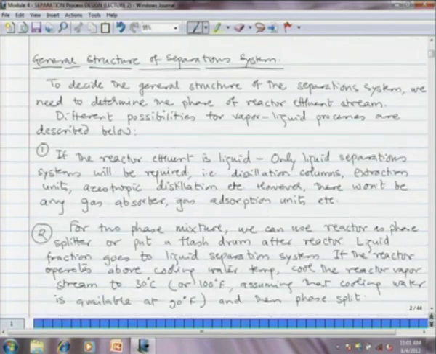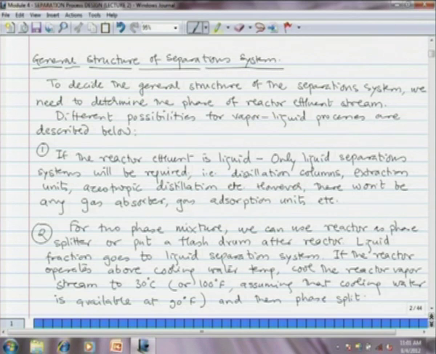The first aspect that we need to deal with is the general structure of the separation system. To decide the general structure of the separation system, we need to determine the phase of the reactor effluent stream. The process could be completely vapor phase process, or it could be a gas liquid process or a liquid liquid heterogeneous process. So, depending on the reaction that is occurring, the temperature, pressure, the phase of the reactor effluent is decided. There are different possibilities for vapor liquid processes as below.